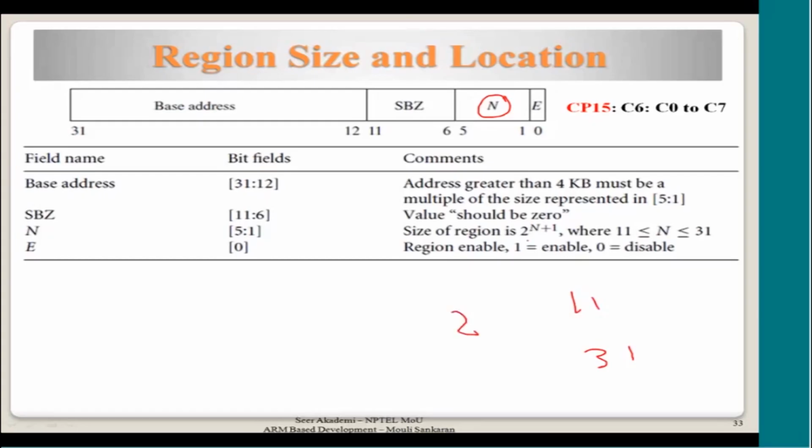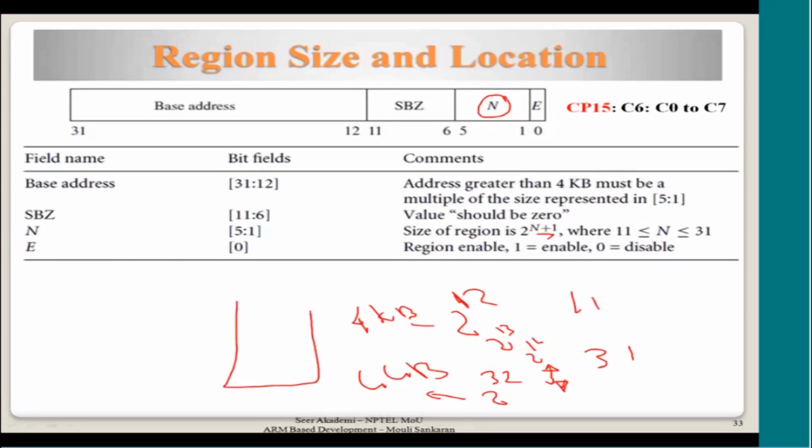Actually, what it means is 2 power 11 plus 1. So it will become 12 to 2 power 32. So what exactly does this mean? This corresponds to 4 kilobyte size, and this corresponds to 4 GB size. So you can choose. That's why it was mentioned that only powers of 2 will be given, because you can vary from 2 power 12 to 2 power 13, 2 power 14, up to 2 power 32, as one of the sizes of the region.